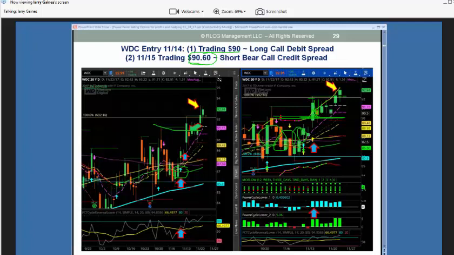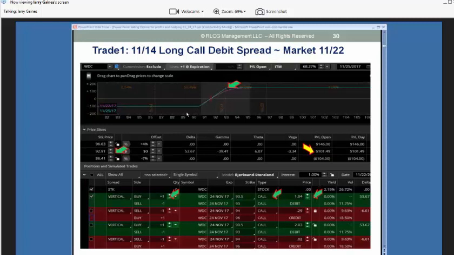Let me walk you through that and show you what it looks like. Here's day one, the 14th, where we just did a regular call debit spread. Going into the trade, we bought that for $1.04, or $104 per spread. This was the 90.5, 93 call debit spread. Okay, nice defined risk trade.